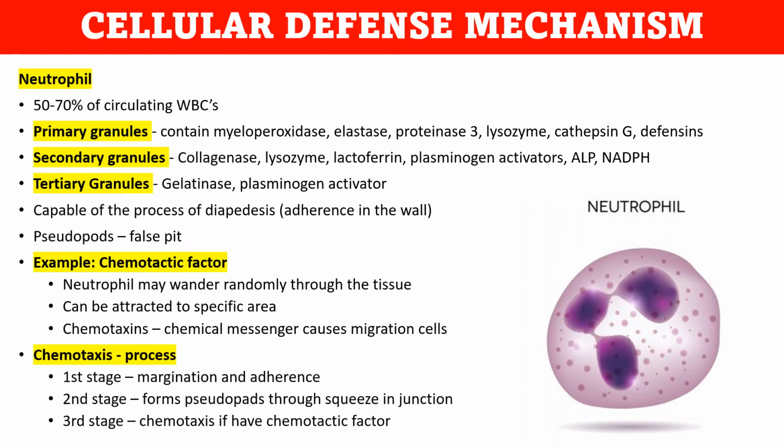The chemotaxis process has three stages. The first stage is migration and adherence. The second stage includes the formation of pseudopods and squeezing through the junction. And third, chemotaxis, if there are chemotactic factors.